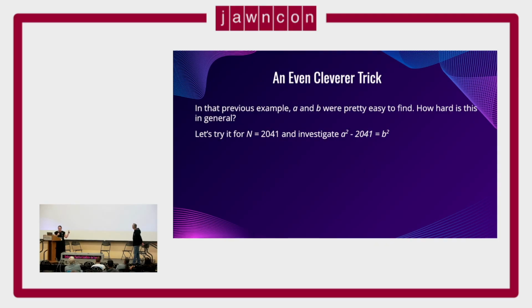So in that previous example, we're working with the same example. A and B were easy to find. They were 90 and 7, right? Let's try it in a different case because we really want this to generalize, right? So let's take n to be 2041, and let's investigate that a squared minus 2041 equals b squared. It's the same little formula we were working with before. Remember, we just want to find that a. And we need for b squared a perfect square over here, all right?